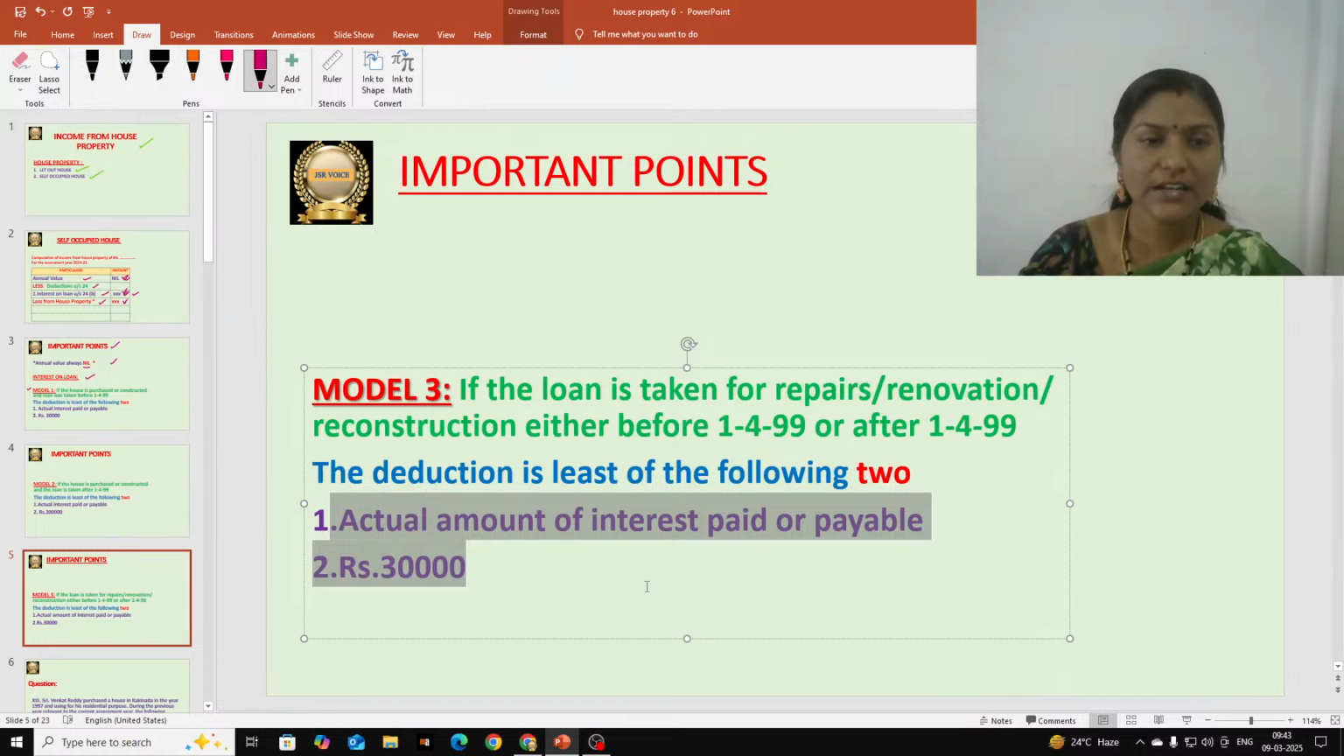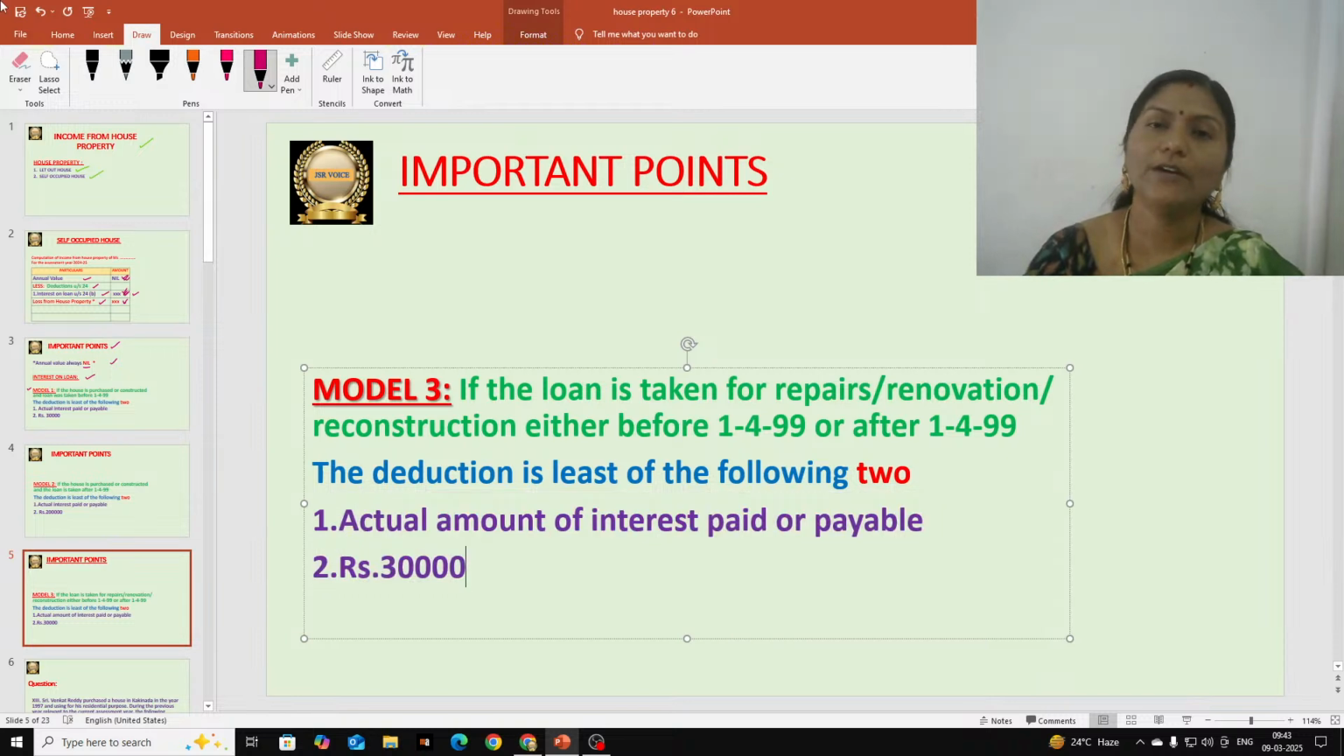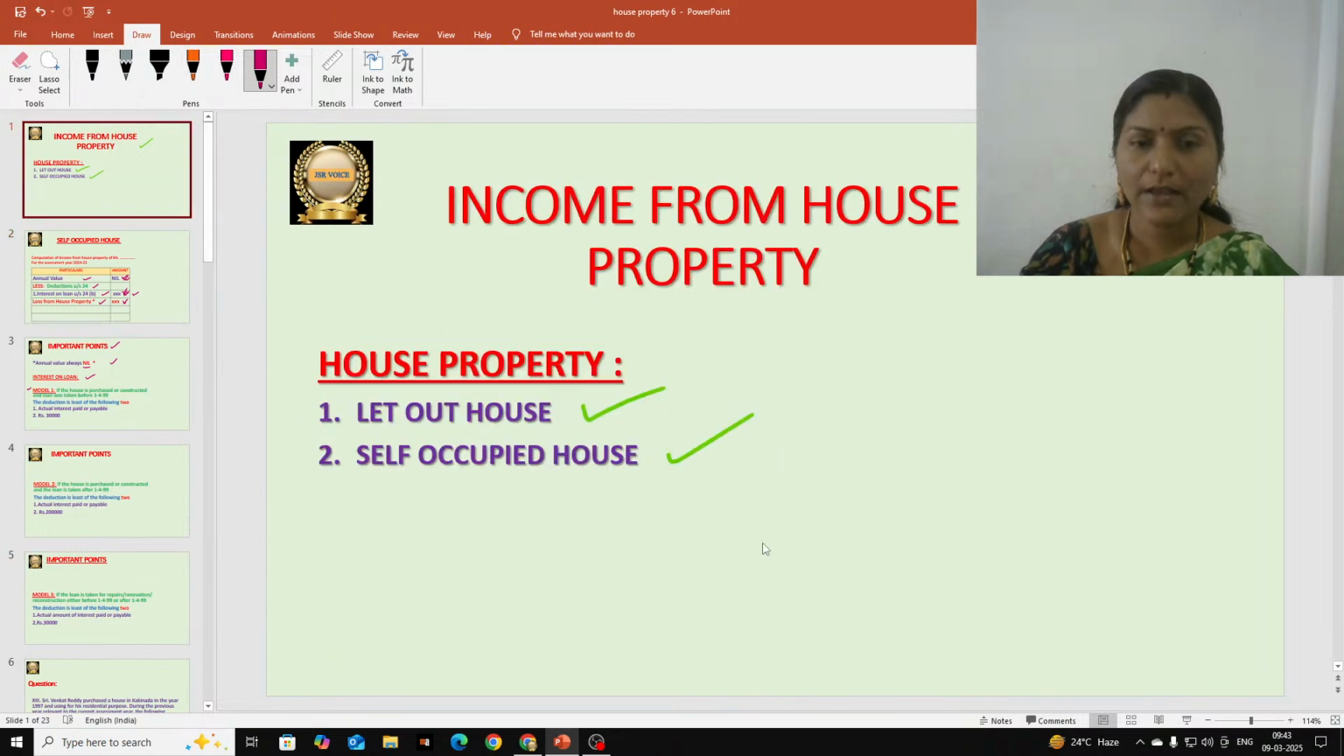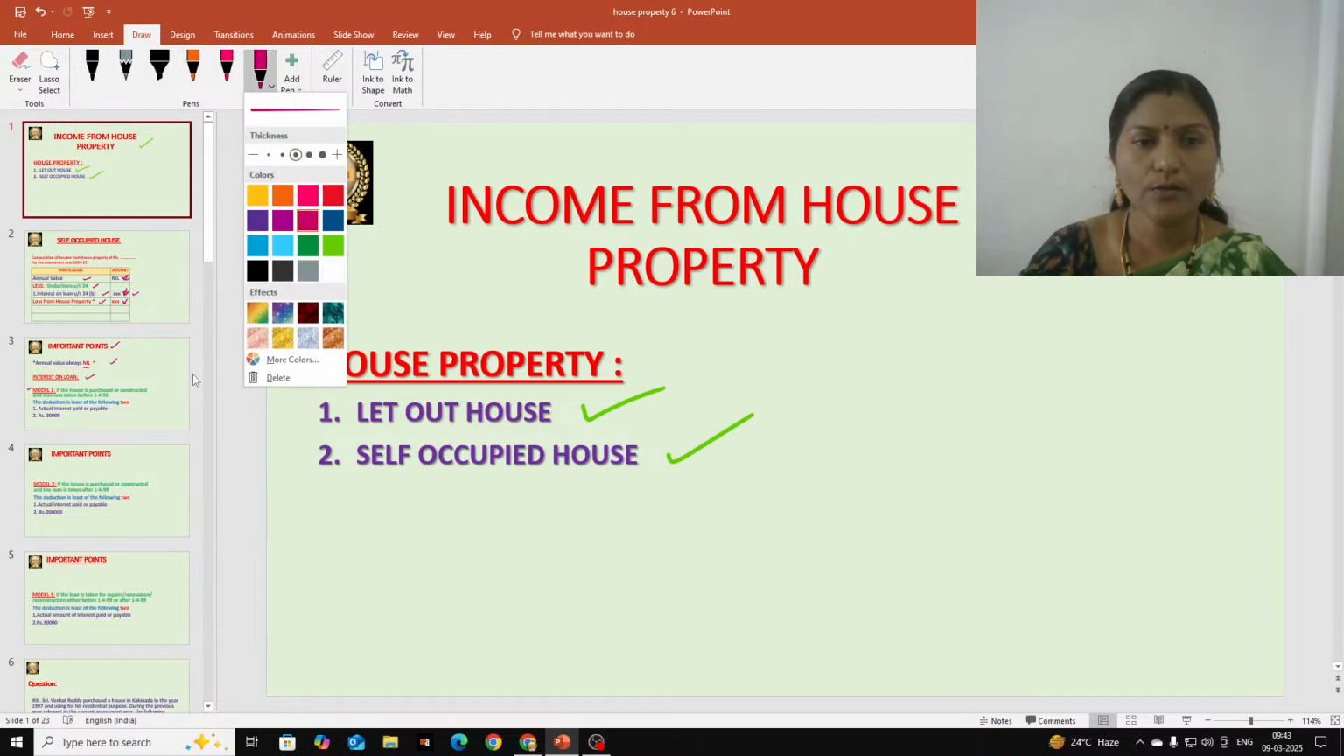So these three models we should follow whenever we calculate self-occupied house property income and give deductions under section 24B. Three models are very important. I will show the format once. So today what am I discussing? I am discussing the self-occupied house. I started discussing the self-occupied house.